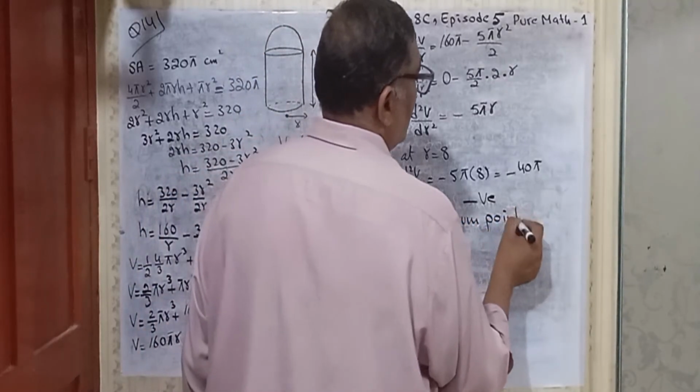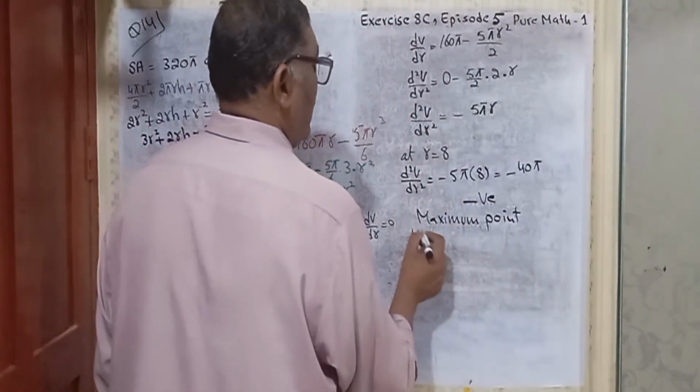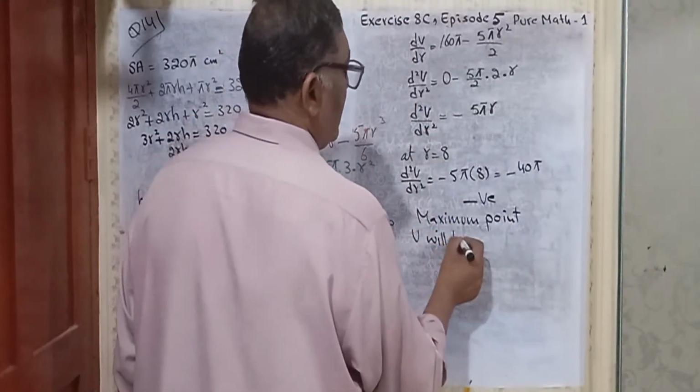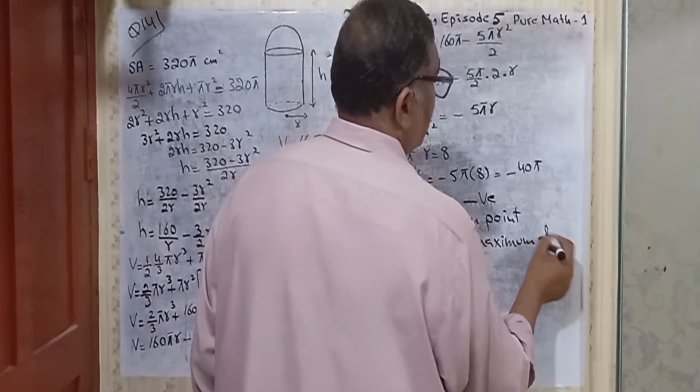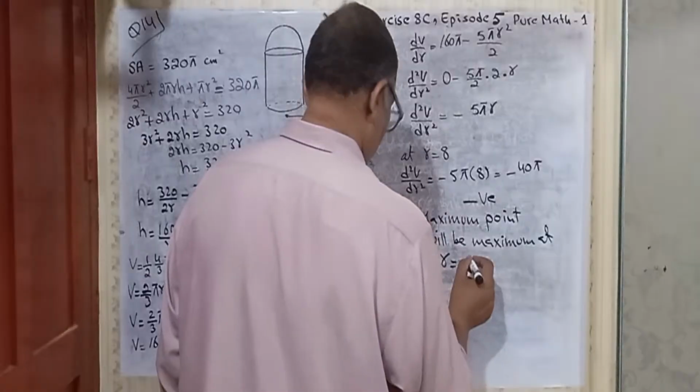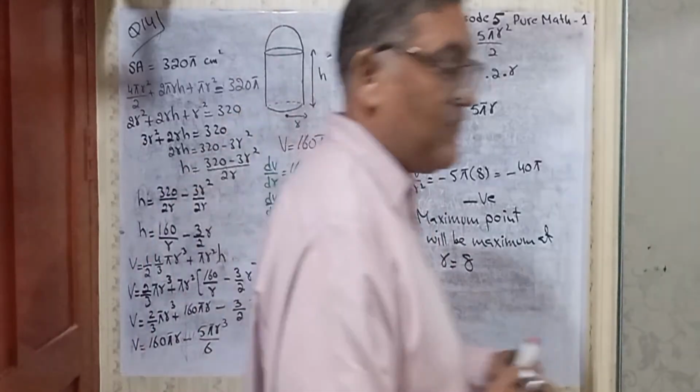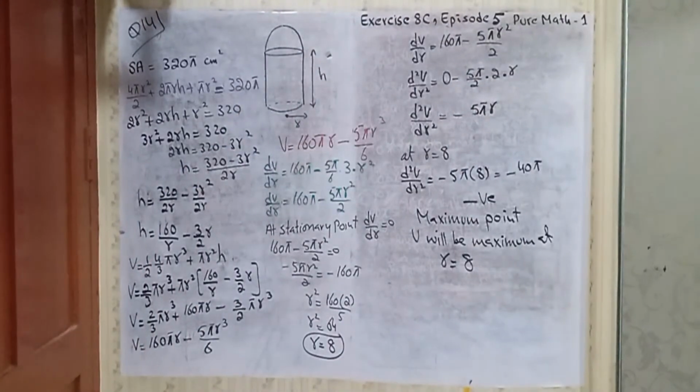So the value of V will be maximum at r equals 8. This is what we have to prove. And the C part was: find the exact value of the R such that V is a maximum. So the value of R where V will be maximum is 8.